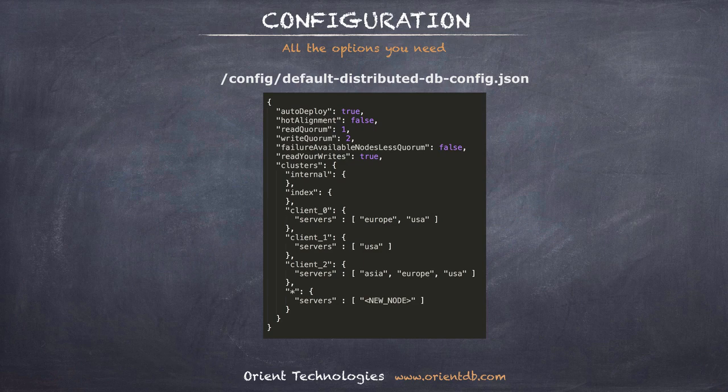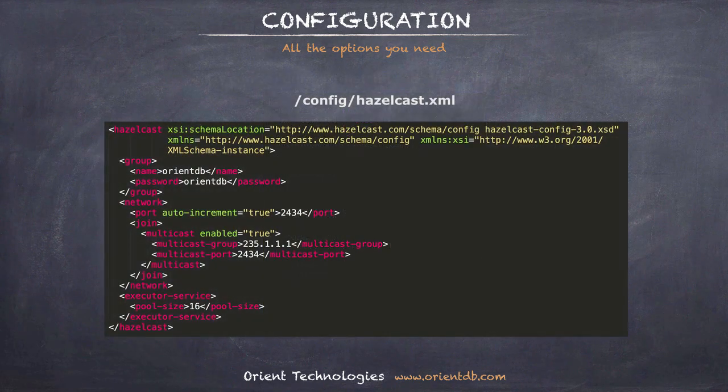Configuration is straightforward. The default distributed deployment settings are described in a JSON file. The first time the database runs, this file is copied into the databases folder and updated when the cluster shape changes. The hazelcast.xml file describes options available for multicast such as group name and cluster password.